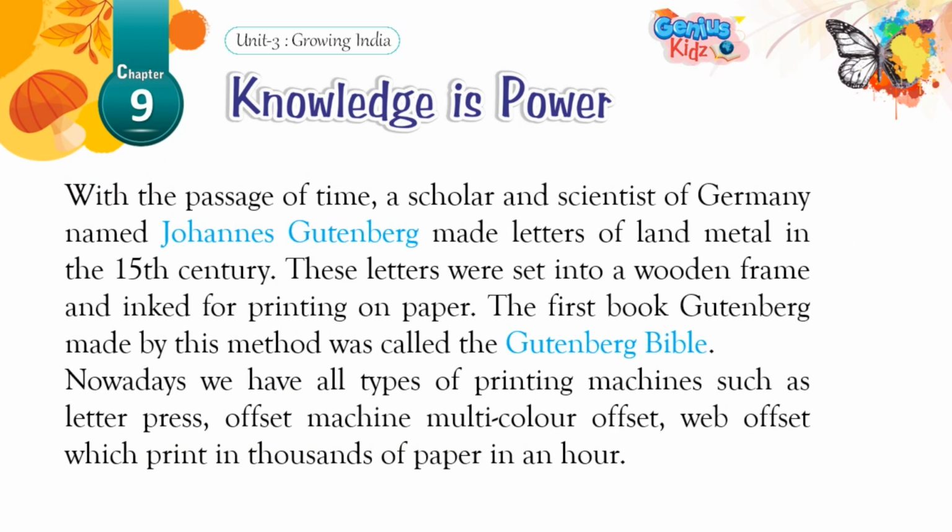With the passage of time, a scholar and scientist of Germany named Johannes Gutenberg made letters of lead metal in the 15th century. These letters were set into a wooden frame and inked for printing on paper. The first book Gutenberg made by this method was called the Gutenberg Bible. Nowadays we have all types of printing machines such as letterpress, offset machine, multicolor offset, and web offset, which print thousands of papers in an hour.